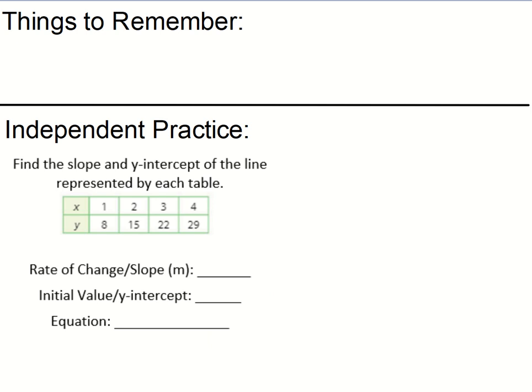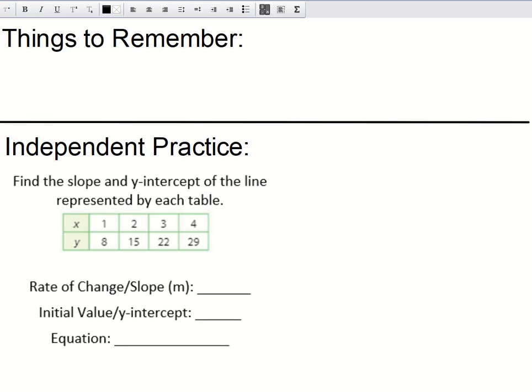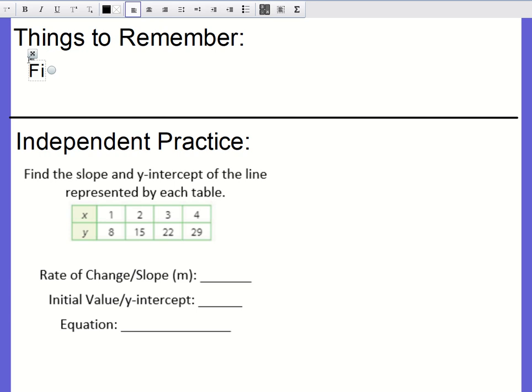All right, things to remember. We want to make sure we find our slope using the slope formula. Find slope using the slope formula.